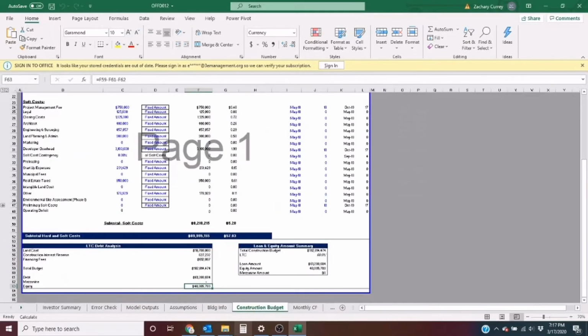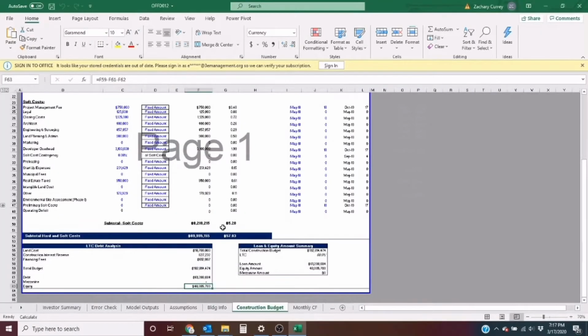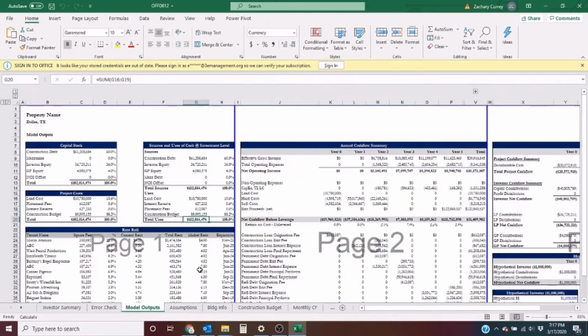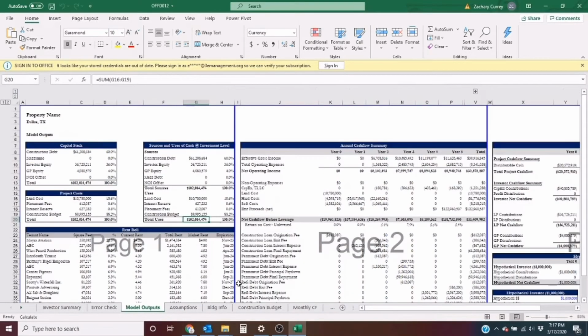And the total uses should sum up to be the total budget that you have created. So 102 million total budget, 102 million total uses. So the total sources and uses balance.